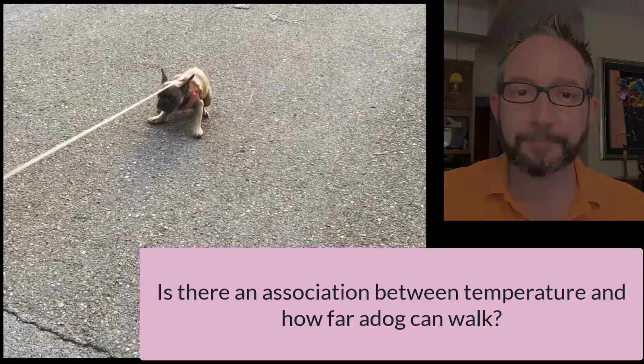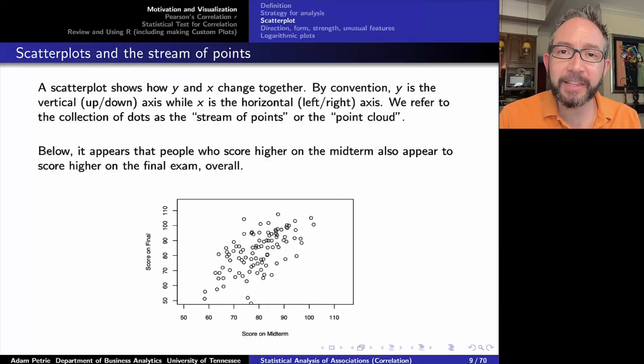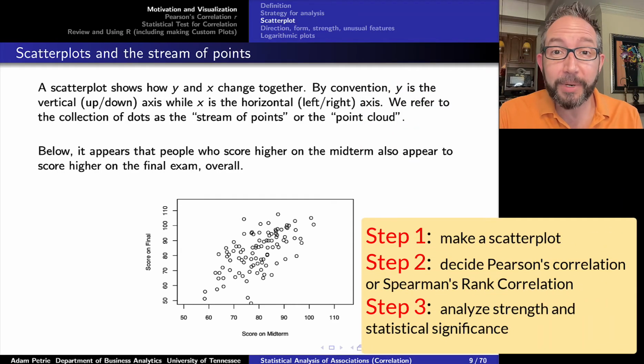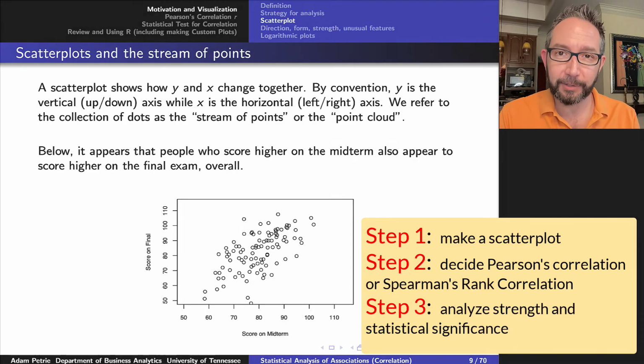Now, the first thing that we do when we study the association between two numeric quantities is to make a scatterplot. Because what we see in the scatterplot is going to guide us into whether we use Pearson's correlation, which you learned last time, to gauge the strength of the relationship and to do statistical testing, or if we need to use Spearman's rank correlation in order to gauge the strength and to do the statistical testing.